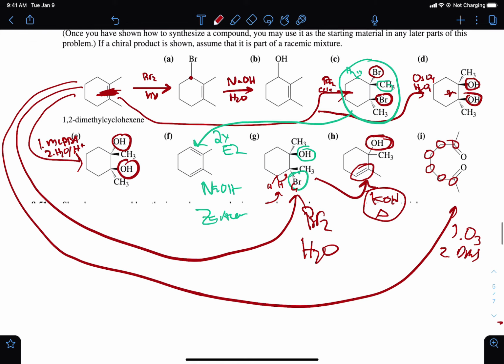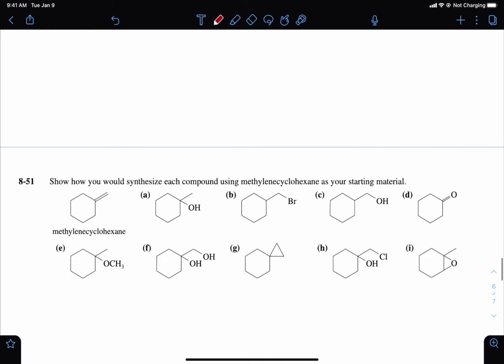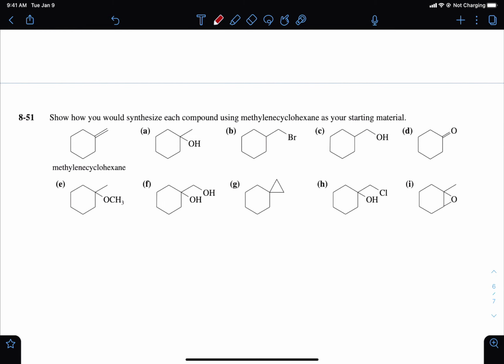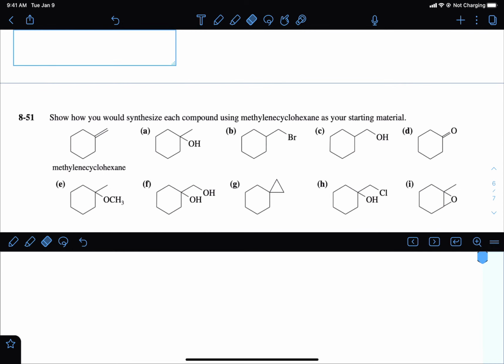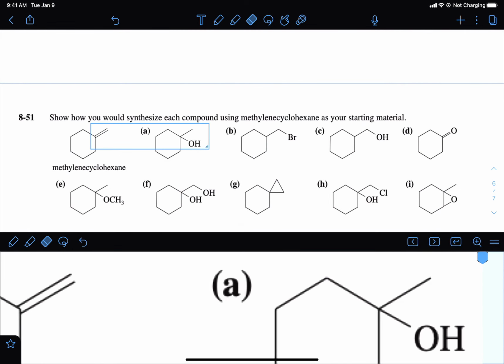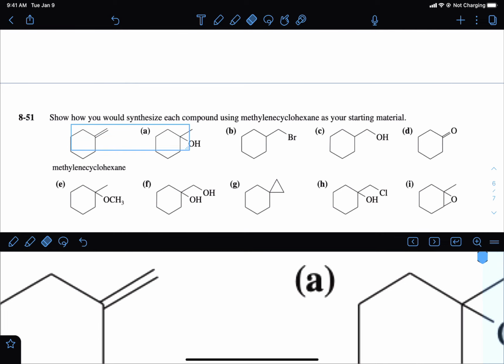Okay. Last one. Show how you would make these from methylene cyclohexane, which is this guy, as your starting material. So same idea. Let's do pattern recognition. And then once we recognize the pattern, we just have to remember what conditions make that happen. So here, again, this double bond is our focus.